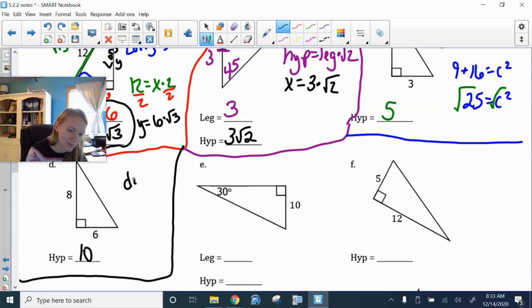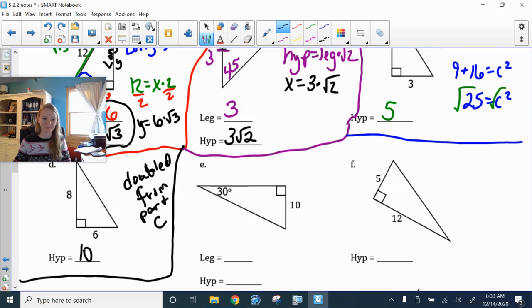Okay. So I'm just going to put here, doubled from part C. I lost part of my words here. That way we can say how we got that answer without showing any work. All right, part E.